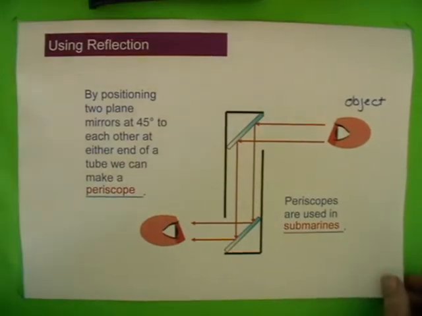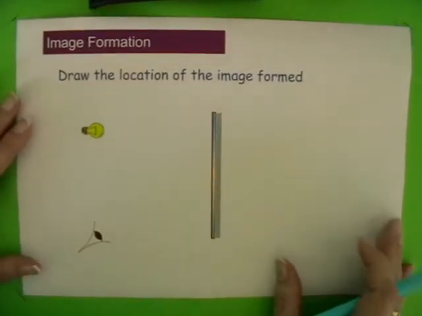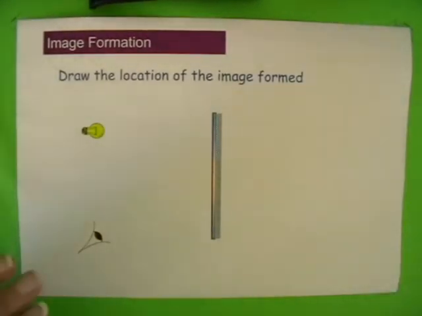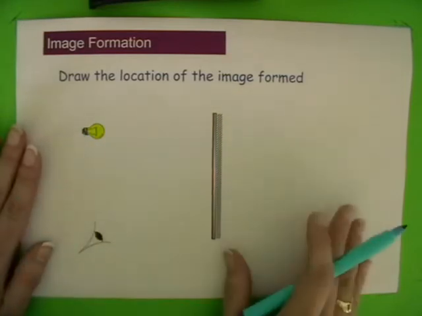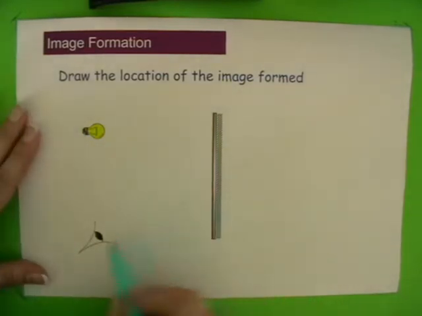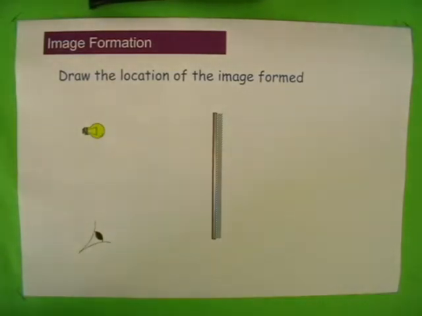Now that's the applications of reflection. One of the important questions that can often come up in the exam is to draw the location of the image that is formed whenever light is reflected in a plane mirror. In this case, we have a source of light, which is just a light bulb, but it could be any object. And then we have our eye line here, and we're asked to draw the location of the image that is formed in the reflection.